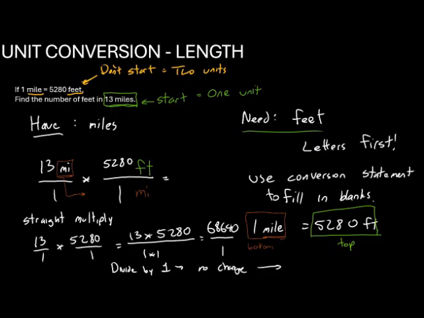This means our final answer will be 68,640. Now we just have to place letters next to the answer. If we re-examine our fractions, you may be able to see that you have miles on top in the first fraction and miles on bottom in the second fraction. That means you can cross the miles out. The only unit remaining is the feet. Since this is what we wanted at the end of our question, we have now found the final answer.